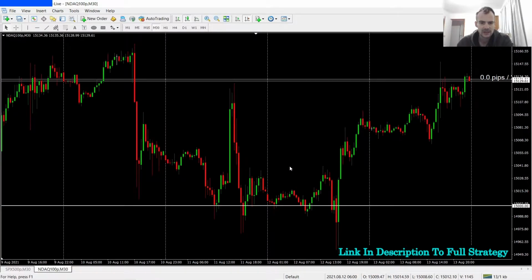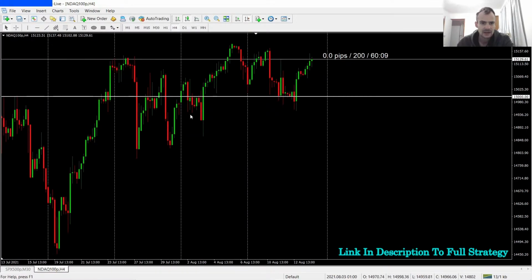What I saw here on Wednesday was multiple rejections over here. We can even see from here on Tuesday that the NASDAQ is starting to reject this level, which is basically this round number. If we look at the H4, we can see that NASDAQ has been playing around this 15,000 barrier, this mark, and it looks like it wants to break above it.